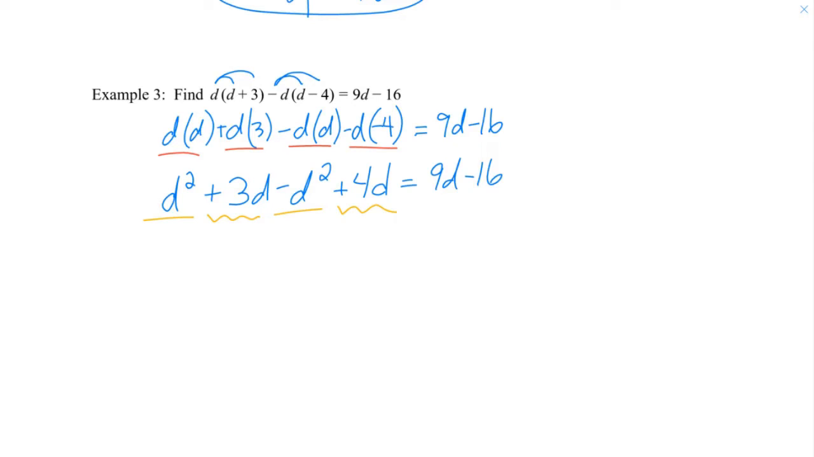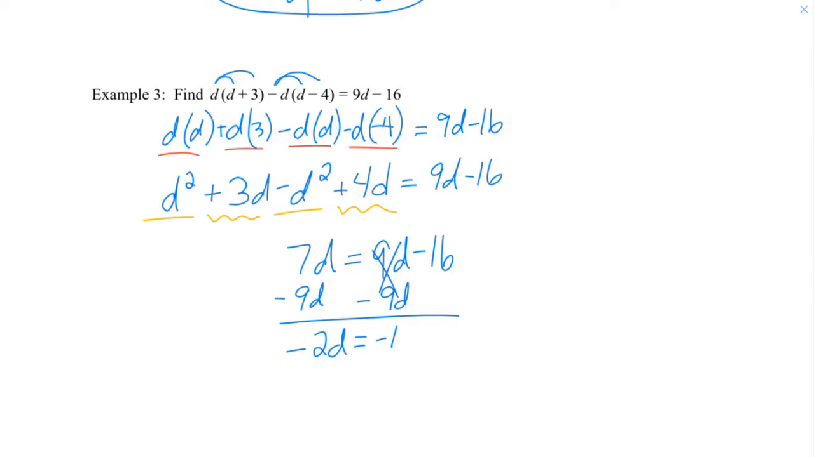I then have 3d and I have 4d. So those I can combine. 3d plus 4d will give me 7d. So we have 7d equals 9d minus 16. At that point, we're just going to solve a normal 2-step equation. We need to get our variables to the same side. So easiest way to do that would be subtracting 9d from both sides. So you have negative 2d equals negative 16. Then divide by our coefficient, negative 2, and we get a d value of positive 8.